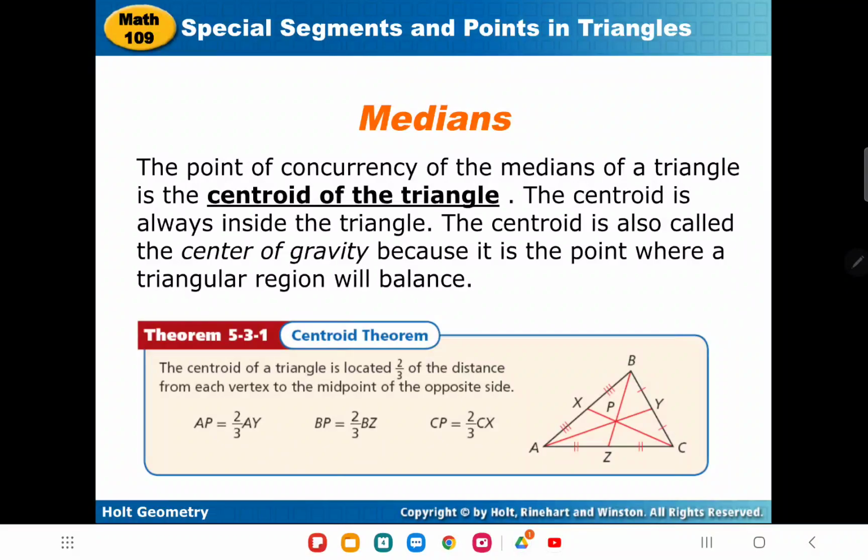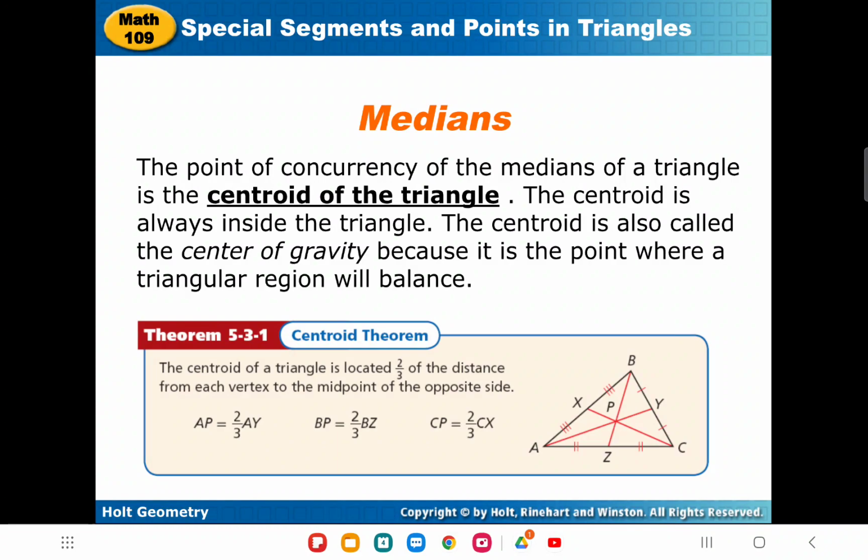Our third special segment is the medians of the triangle. Medians are special segments that connect the vertex of a triangle with the midpoint of the opposite side. The medians are concurrent at a point called the centroid of the triangle. Like the incenter, the centroid is always located inside the triangle. It's also called the center of gravity. It is the point where a triangular region will balance.